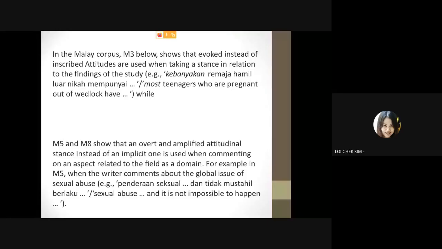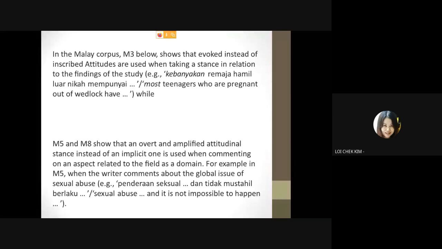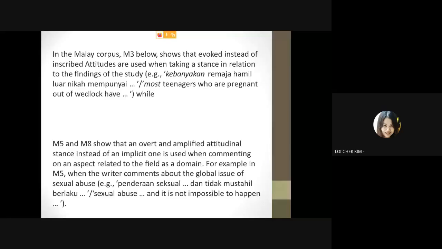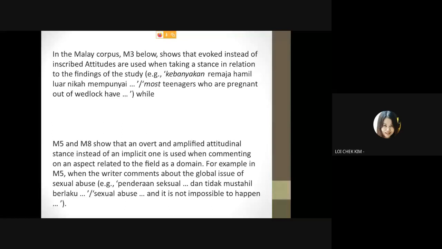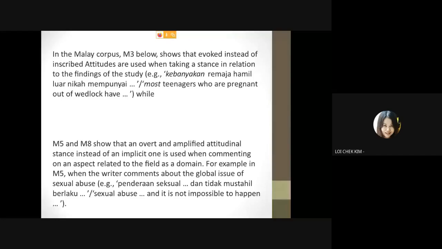Now, in the Malay corpus, M2 below shows that evoked instead of inscribed attitudes are used when taking a stance in relation to the findings of the study. For example, kebanyakan remaja hamil luar nikah mempunyai, so most teenagers who are pregnant out of wedlock have. While M5 and M8, which will be shown in the following page, show that an overt and amplified attitudinal stance instead of an implicit one is used when commenting on an aspect related to the field as a domain. For example, in M5, when the writer comments about the global issue of sexual abuse, for example, penderaan seksual dan tidak mustahil berlaku, or sexual abuse and it is not impossible to happen.